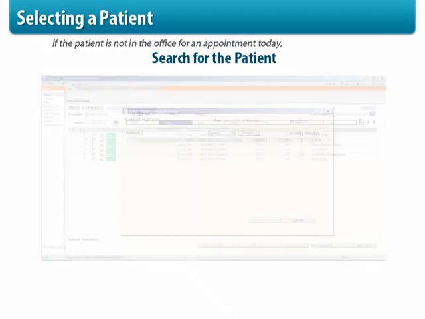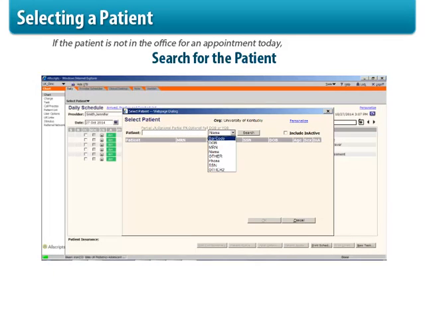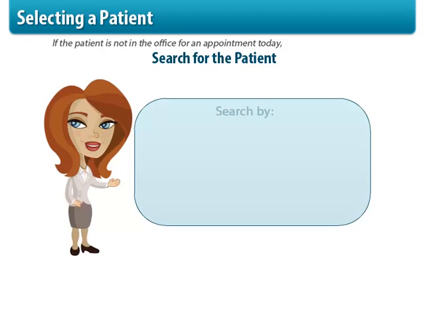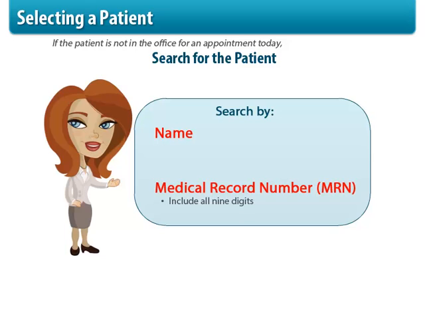Do this now. It is possible to search for a patient by name, medical record number, social security number, phone number, etc. The two most common searches are by name or medical record number. If you are searching by medical record number, be sure that you include all 9 digits in your search. If you leave off any leading zeros, the system will not find the patient.